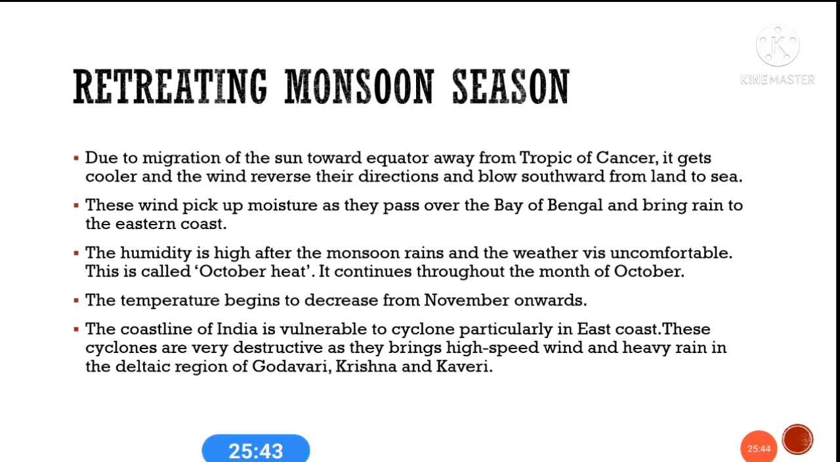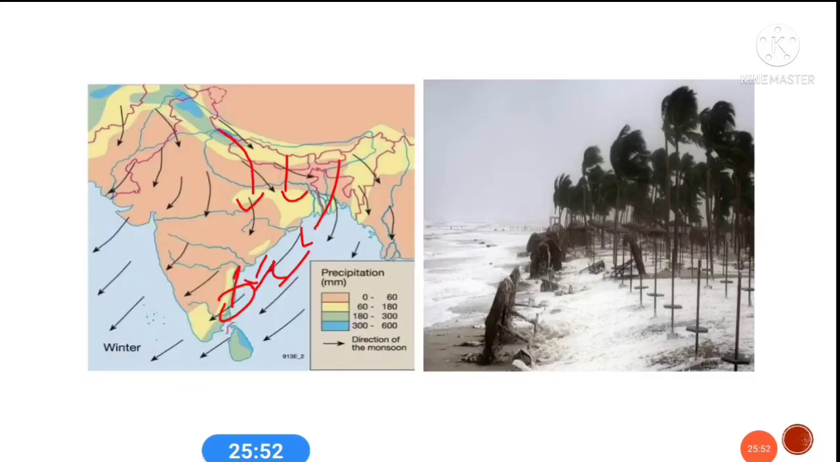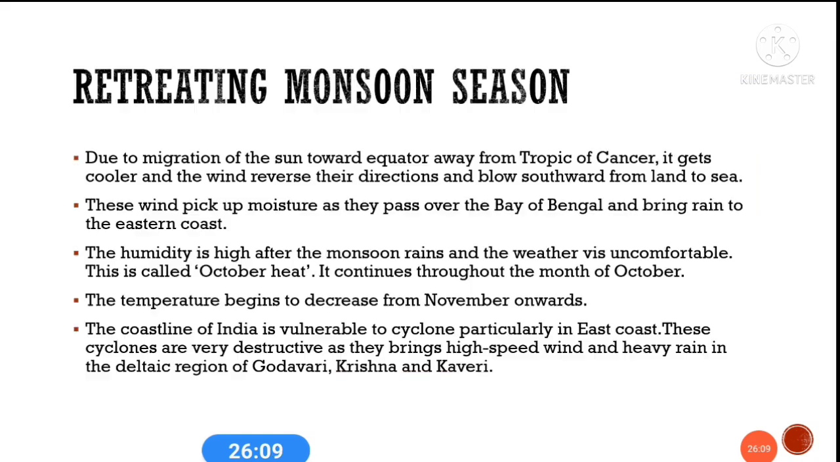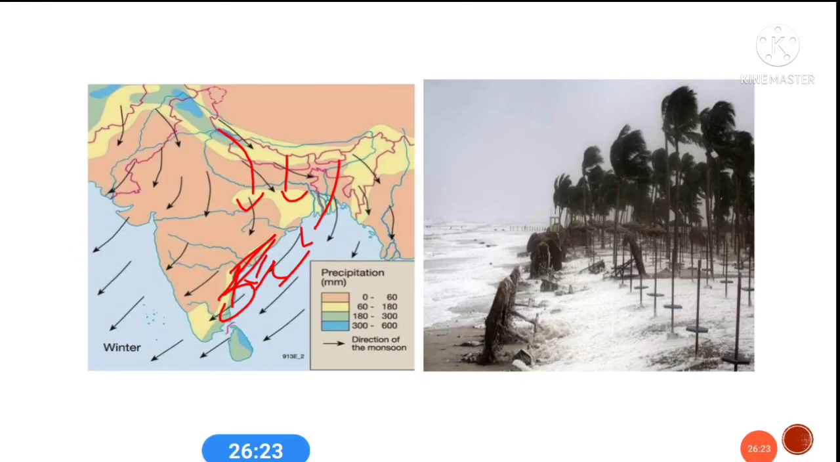Along the coastal part of India, which becomes vulnerable to cyclonic activities, especially in the eastern part of India. So the eastern part of India is mostly affected, you can see in this image. So this is the eastern part of India. It is more likely to be a vulnerable zone, more affected by destructive cyclones during the retreating monsoon. So cyclonic activities can be frequently seen here. Very high speed wind blows. There will be heavy rainfall, especially in the deltaic region of Godavari, Krishna and Kaveri.